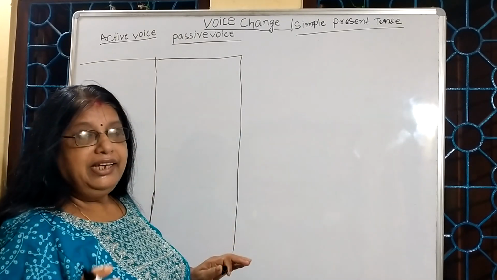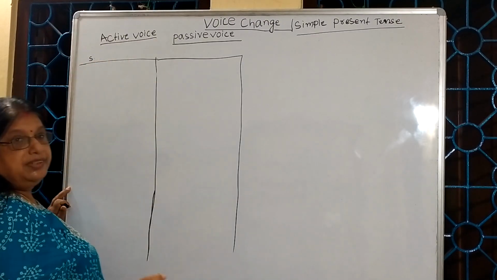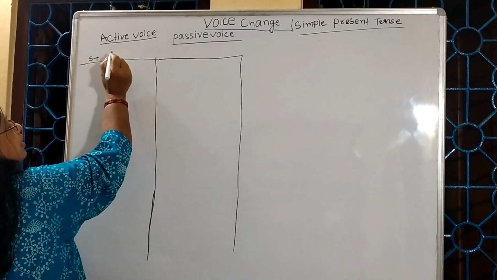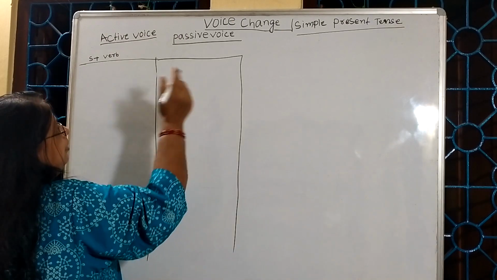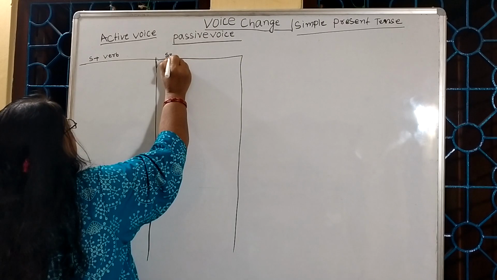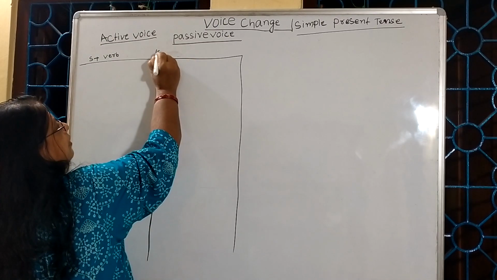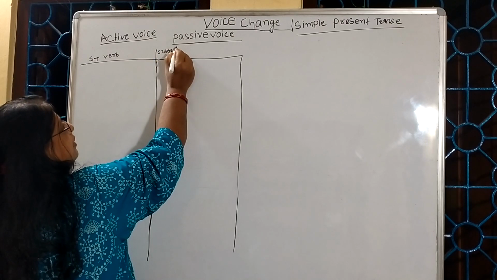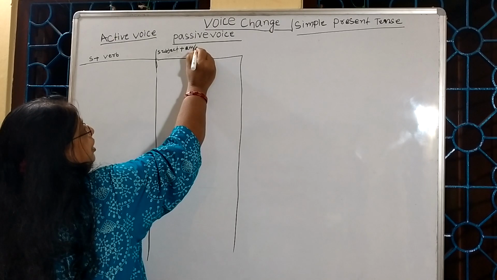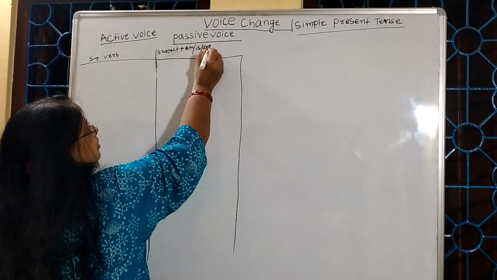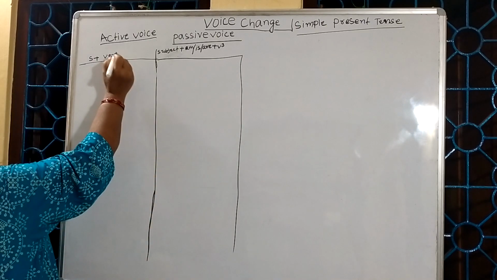So likewise the formula will be, see. Subject, active voice formula: subject plus verb. Here passive voice changed. Subject plus am or is or are plus verb 3. So it is verb 1.